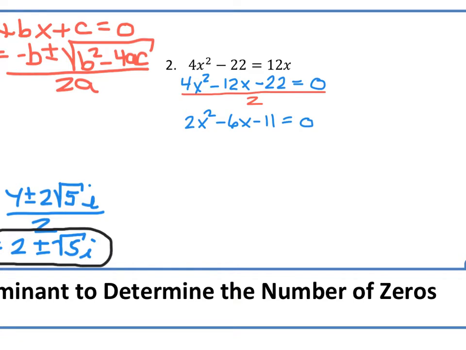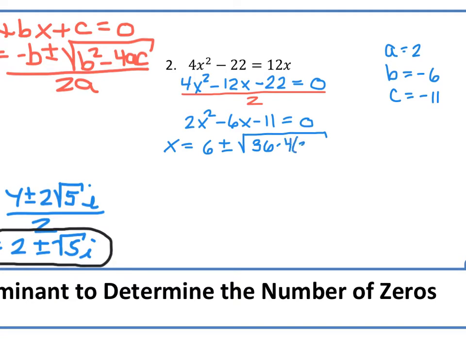Okay, now let's just identify our a, b, and c. We've got a equals 2, b equals negative 6, and c equals negative 11. And we're going to substitute that right into the formula. So I have x equals the opposite of b. The opposite of negative 6 is positive 6, plus or minus the square root of b squared. Negative 6 squared is positive 36, minus 4ac, and this c is negative, all over 2 times a, which is 2 times 2.